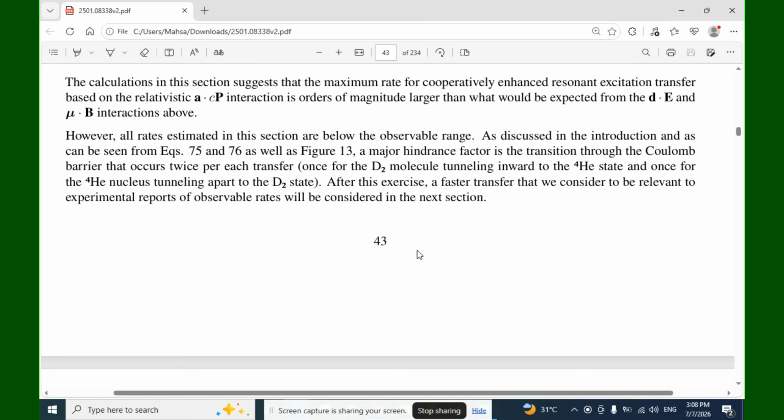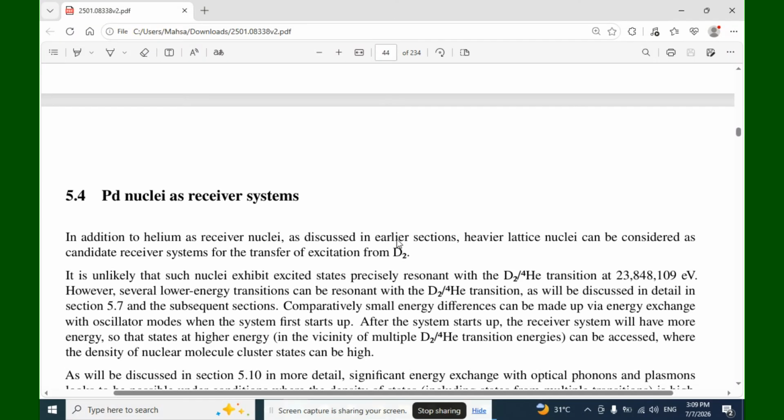However, the rates estimated in these sections are below the observable range, as discussed in the introduction and as can be seen from equations 79 and 76 as well as figure 13. A major hindrance factor is the transition through the Coulomb barrier that occurs twice per each transfer: once for the deuterium molecule tunneling inward to the helium-4 states, and once for the helium-4 nucleus tunneling back to the deuterium state. After this exercise, the fastest transfer that we consider to be relevant to experimental reports of observable rates will be considered in the next sections.